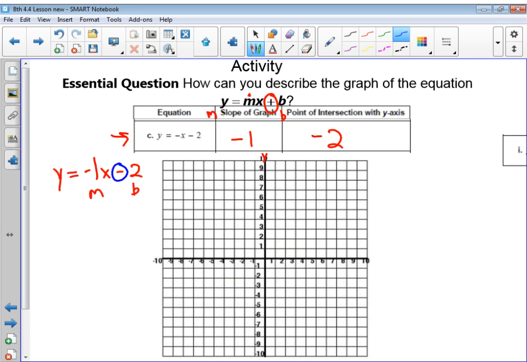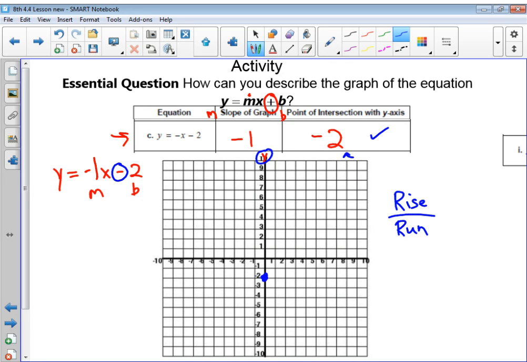So we're going to start at this point. We are going to do our point where it crosses the y-line at negative 2. So here's my y-line. I'm going to find negative 2 and put my dot. Okay, so that part's done. I'm now going to go through and follow my slope. So right now my slope is negative 1, but we do rise over run.